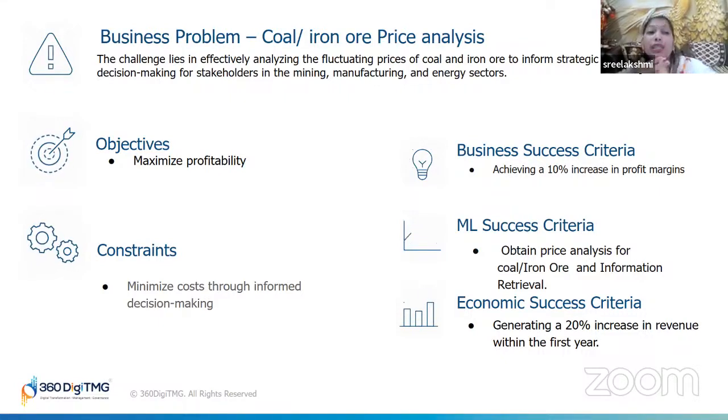When we are delivering this model or project to the client, the client should benefit from our project. So this is our main aim. And also the success criteria means that by the end of the first year, there should be at least a 20% increase in the revenue. That is what we aim for.